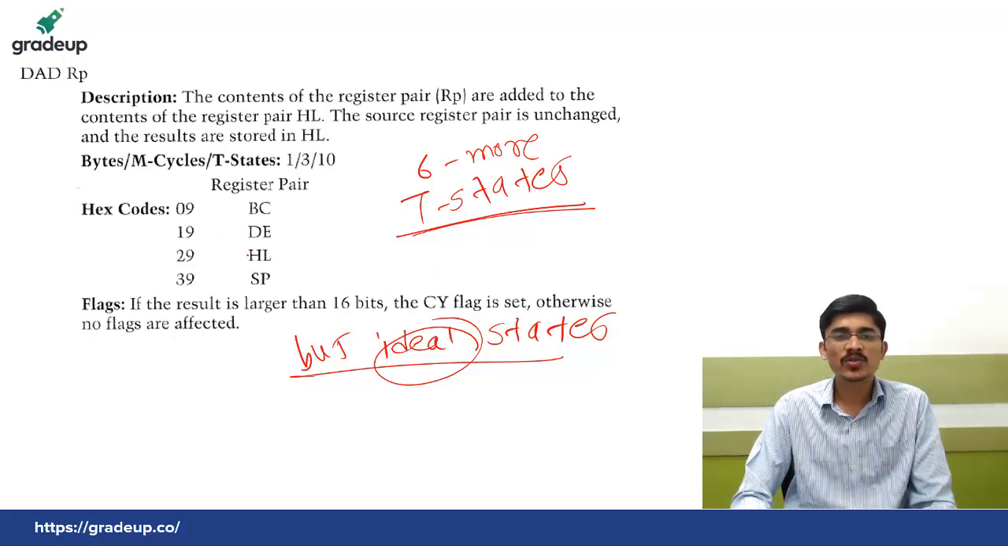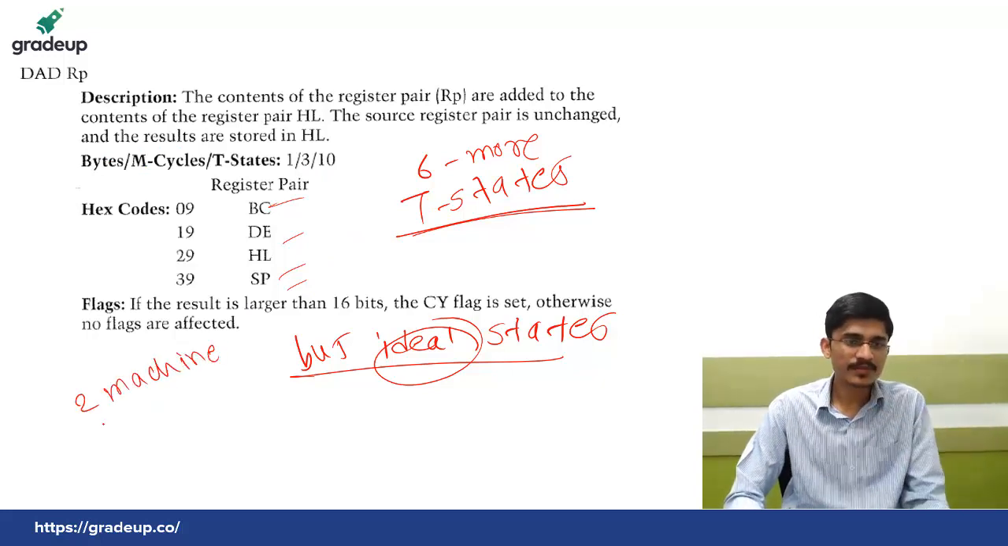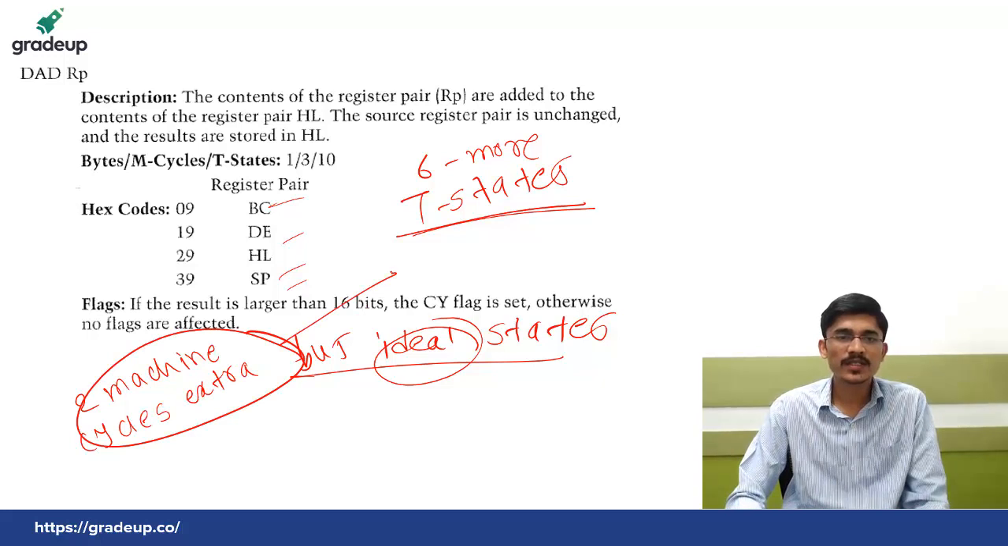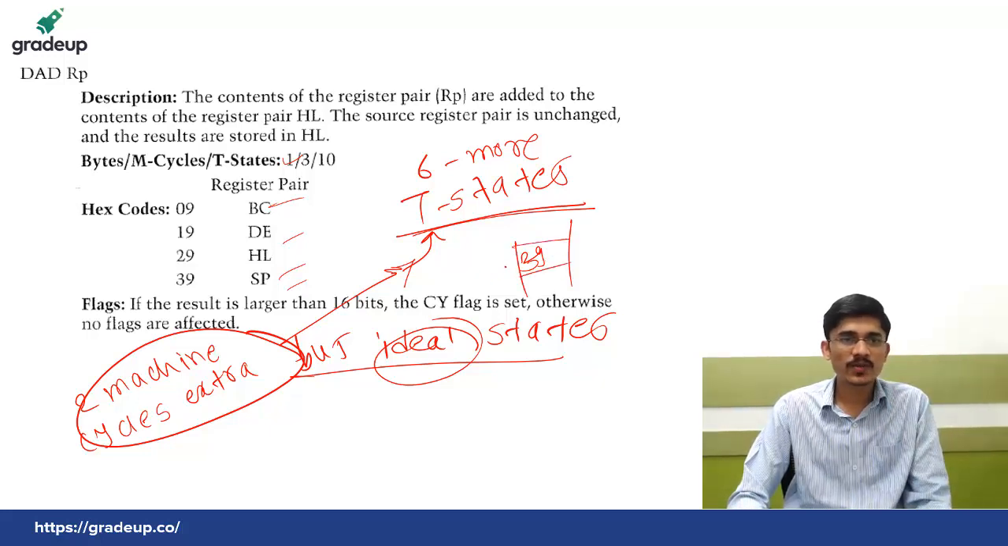So this operation can be used to multiply the contents of the HL register by 2, or add the contents of these register pairs to the HL pair. So this requires 2 extra machine cycles with 6 more T states. This is a 1-byte instruction, because we will be writing only 29 or 39, whichever it is, in the microprocessor. So it is a 1-byte instruction, but it requires 3 machine cycles.